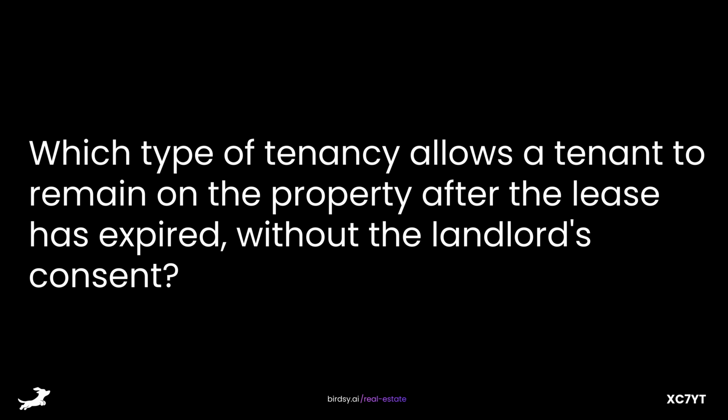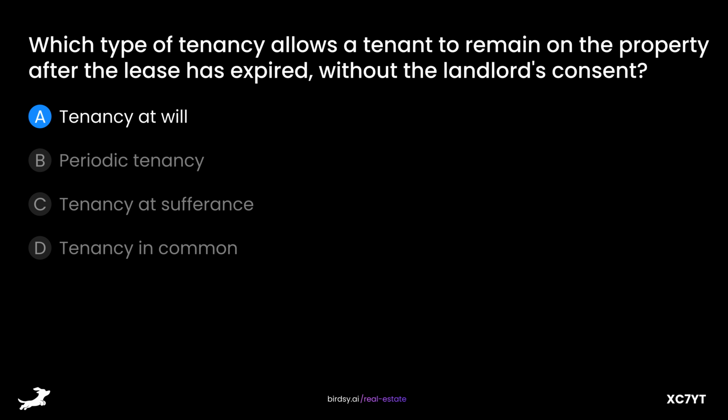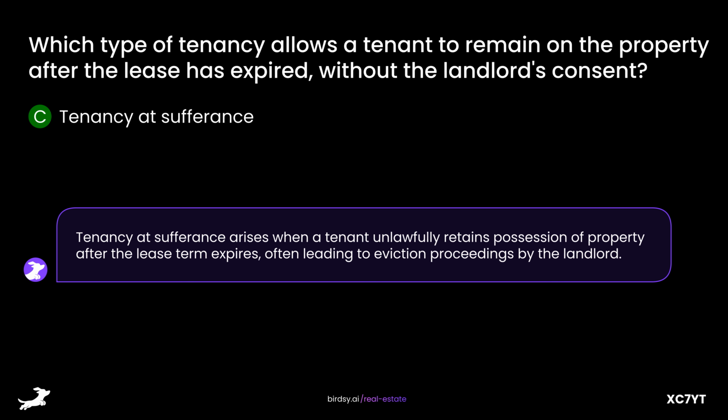Which type of tenancy allows a tenant to remain on the property after the lease has expired without the landlord's consent? Is it A, tenancy at will, B, periodic tenancy, C, tenancy at sufferance, or D, tenancy in common? The answer is C, tenancy at sufferance. Tenancy at sufferance arises when a tenant unlawfully retains possession of property after the lease term expires, often leading to eviction proceedings by the landlord.